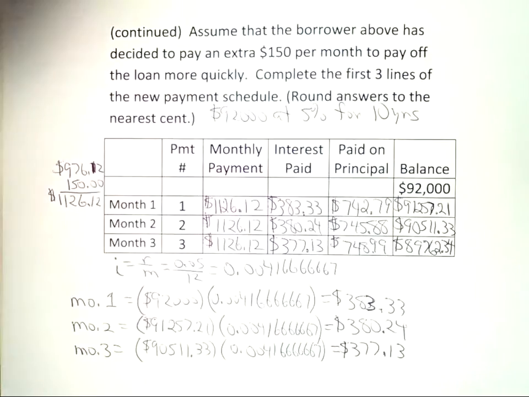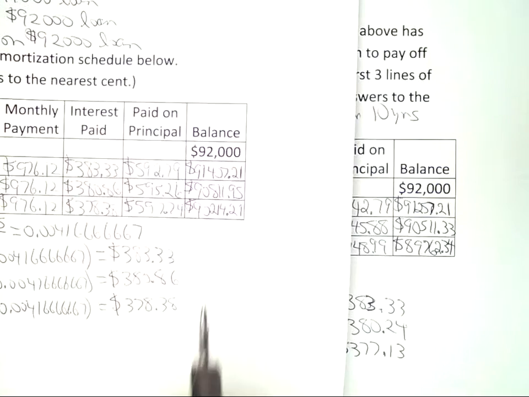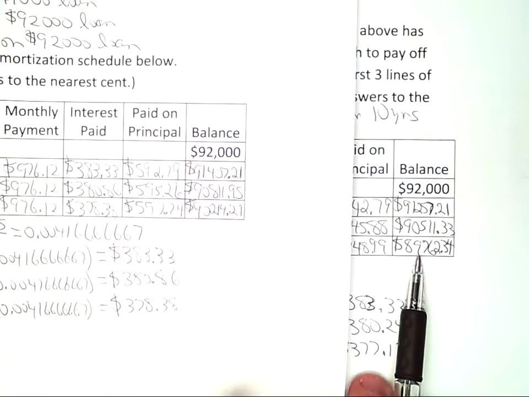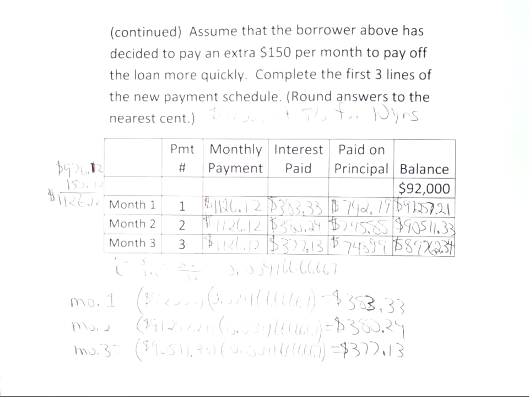And there you go. And notice that since we're paying more, after 3 months, instead of owing a little over $90,000, now you owe a little under $90,000. So by making a little extra than you have to, you will reduce your balance.